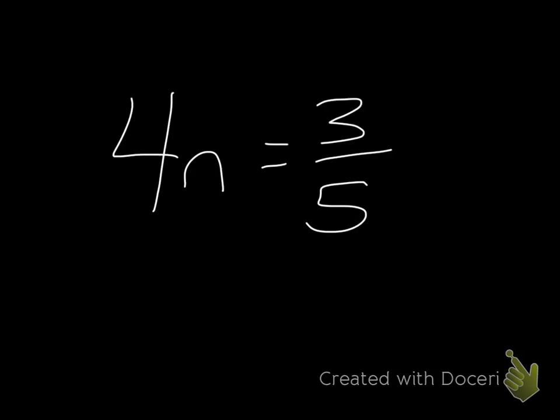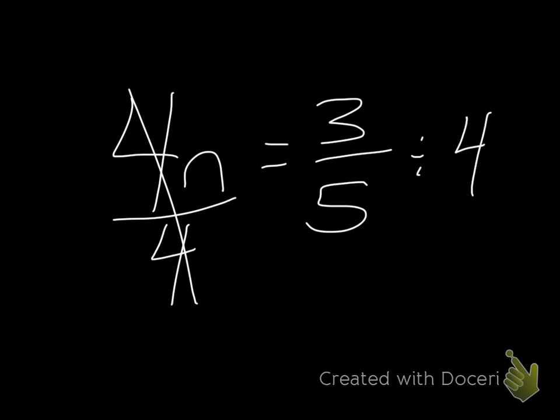The other thing that might happen is you might just get a problem like this: 4n equals 3/5. Well, we know that all we have to do, if you're multiplying n by 4, is divide by 4. Now, if you divide on one side, you have to divide on the other side. So divided by 4.